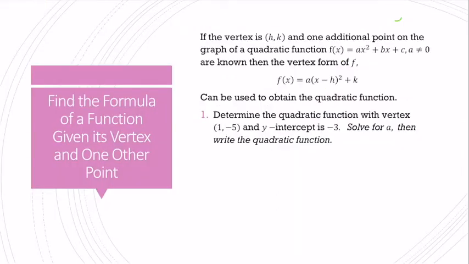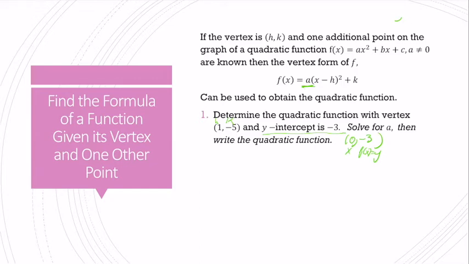We can also find the formula of a function given its vertex and one other point. So if my vertex is h, k and I know one other point on the function, I can solve for the vertex form of this function. So if I have a vertex of h, k and I'm given a point on the graph, so when x is 0, y is negative 3, I now have an h, k value, an x value, and a y value. So I can solve for a.